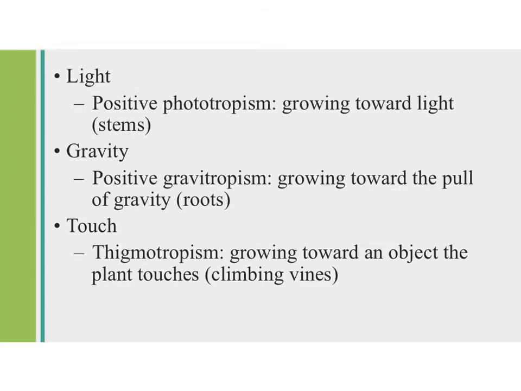Okay, so then light. Let's talk about light. Light is one of the stimuli, and it's a positive phototropism, which means it grows toward the light. And this typically happens with stems, because roots grow away from the light. When you have the sun over here, okay, and you have a plant, okay, and then it has some roots.